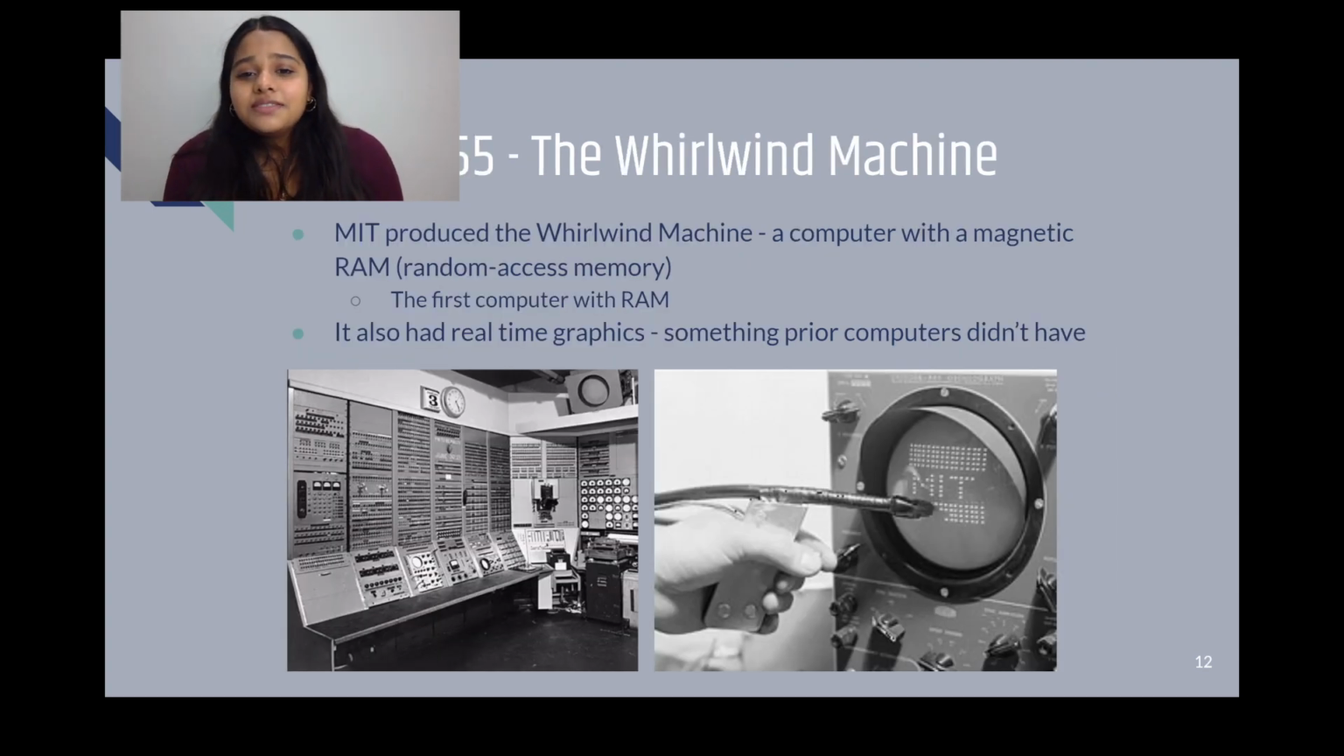Later on in 1955, we have the Whirlwind Machine. Created by MIT, it was one of the first computers with RAM, random access memory. This was a significant moment because prior to this, no computers had random access memory, and having this feature allowed computers to really begin speeding up their functionality and make them more efficient. It also had real-time graphics, another thing that prior computers lacked.